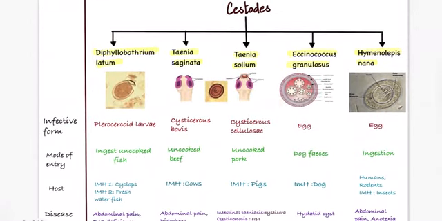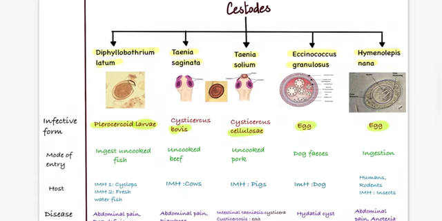Let us look at the infective forms of these parasites. The infective form of Echinococcus granulosus and Hymenolepis nana is the egg. Of Taenia saginata, the infective form is Cysticercus bovis, and of Taenia solium it is Cysticercus cellulosae. The infective form in Diphyllobothrium latum is a larval stage, that is the plerocercoid larva. The mode of entry of all these parasites is by ingestion.